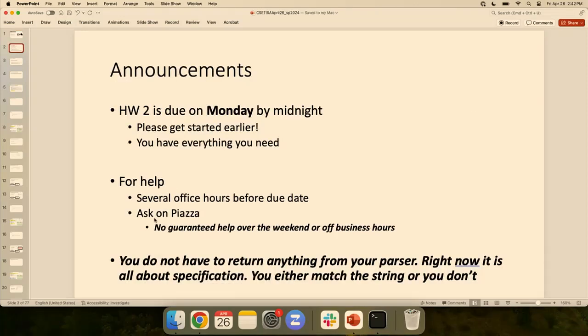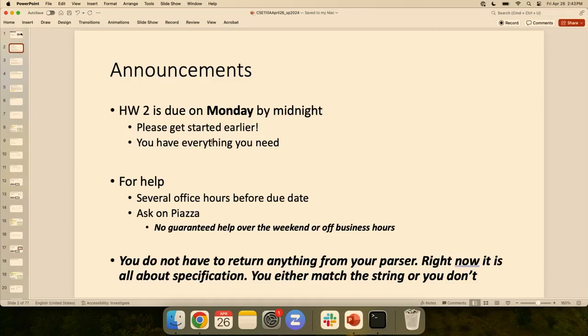As always, let's start off with some announcements. Homework 2 is due Monday at midnight, so that means you have this weekend. That means there are some office hours remaining in the time. You also have Piazza, but as a reminder, there's no guaranteed help over the weekend or off business hours. But you still have a bit of time to get some help. You have everything that you need for the entire assignment. In fact, you had it at the end of last lecture. This time we might clarify a few things with first and follow sets though. So, all of this will help.